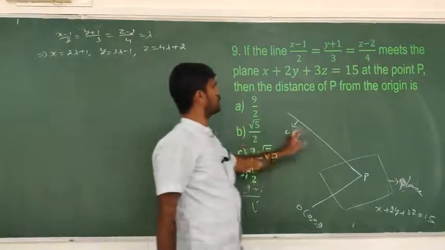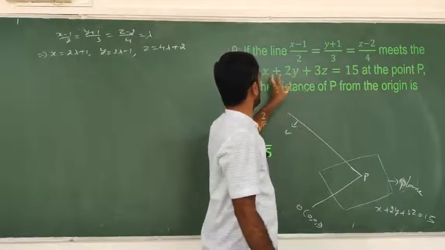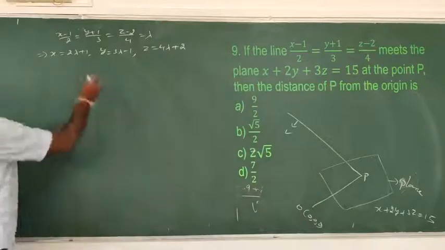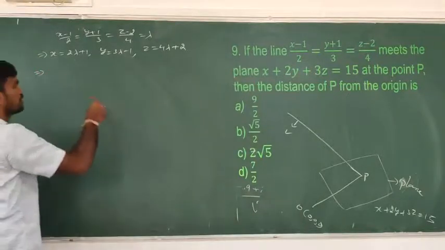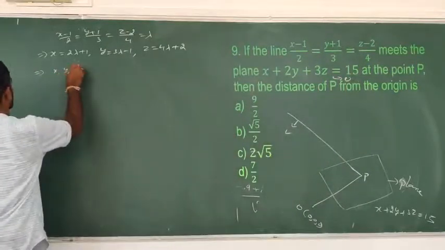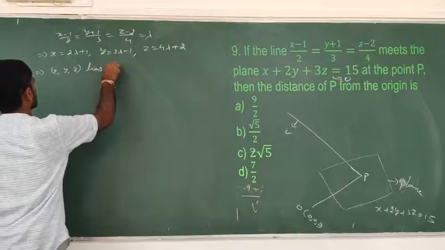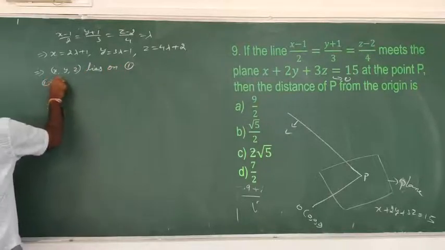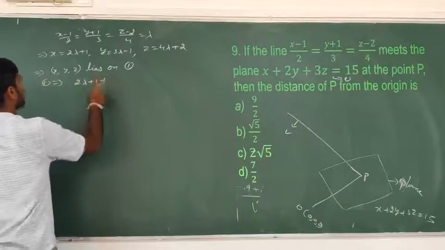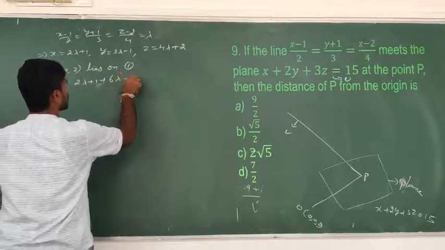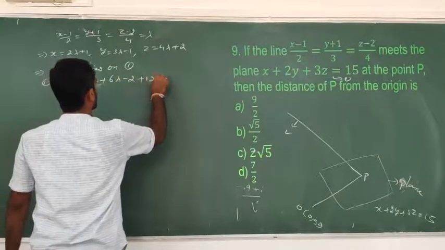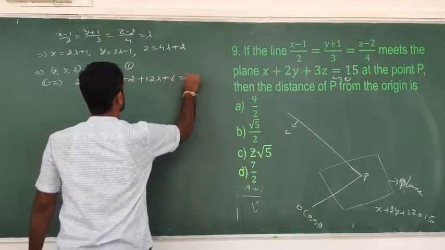So then this point x comma y comma z lies on the plane x plus 2y plus 3z is equal to 15. So call this as equation 1. So x comma y comma z lies on that plane, equation 1. Then equation 1 becomes x, 2 lambda plus 1, plus 2 into y, that is 6 lambda minus 2, plus 3 into z, that is 4 3s are 12 lambda plus 3 2s are 6 is equal to 15.